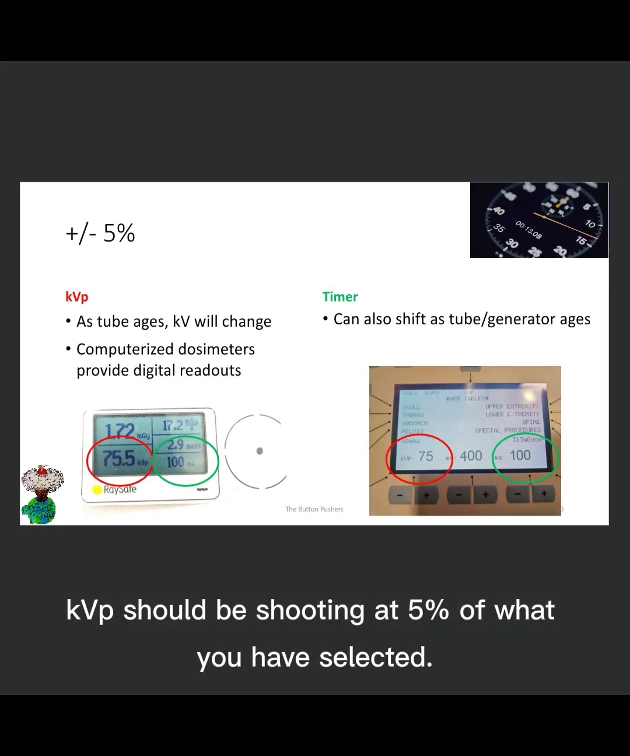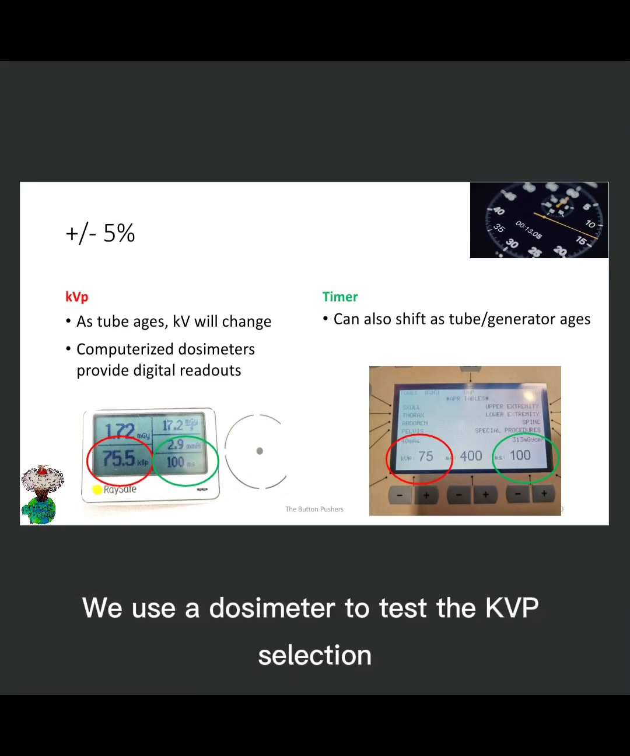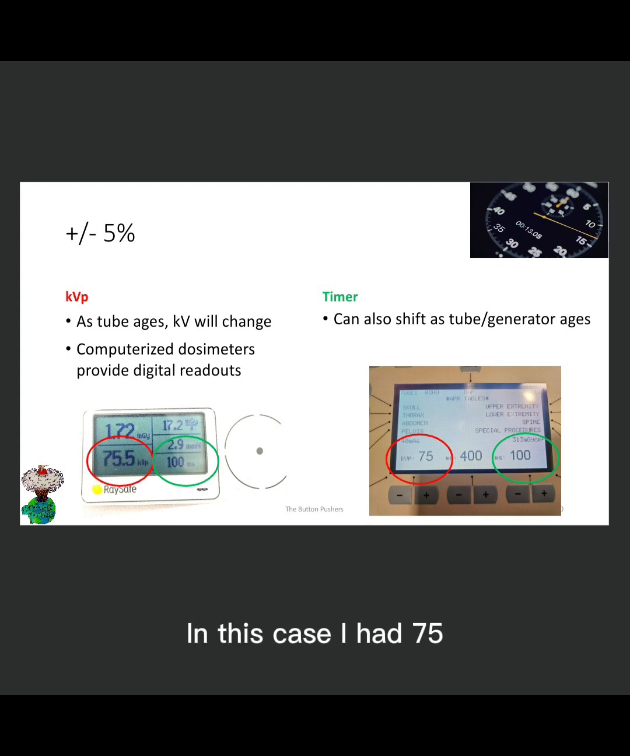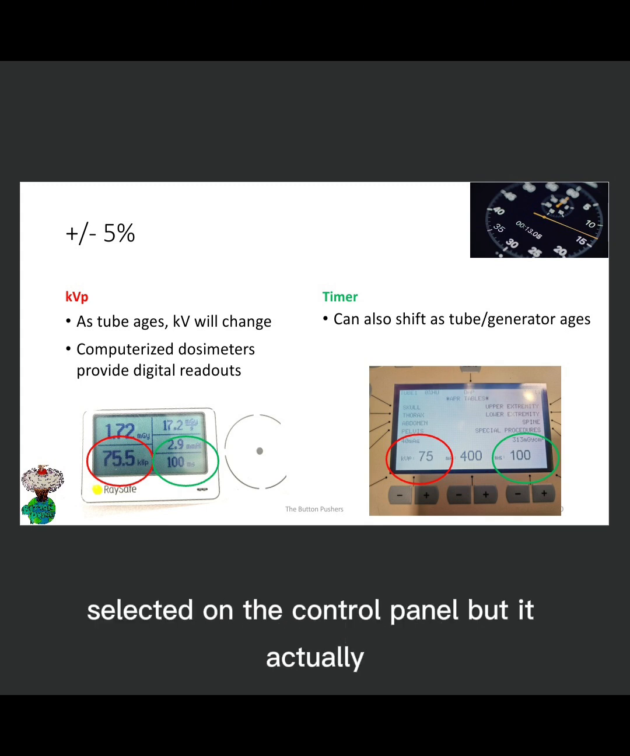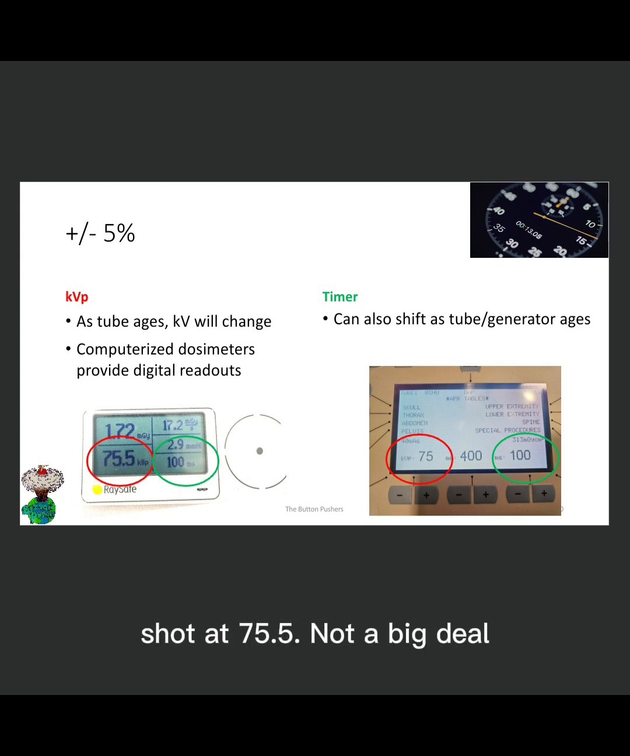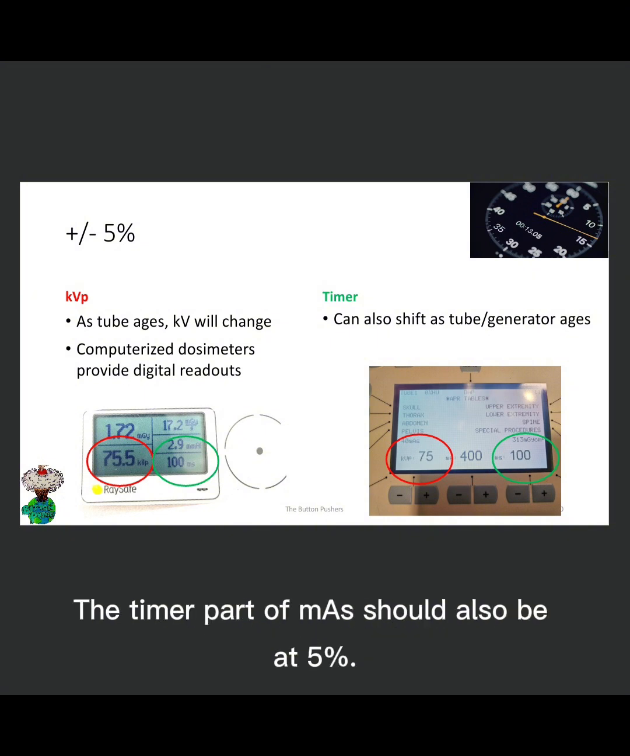kVp should be shooting within 5% of what you have selected. We use a dosimeter to test the kVp selection. In this case, I had 75 selected on the control panel, but it actually shot at 75.5, not a big deal. The timer part of mAs should also be within 5%.